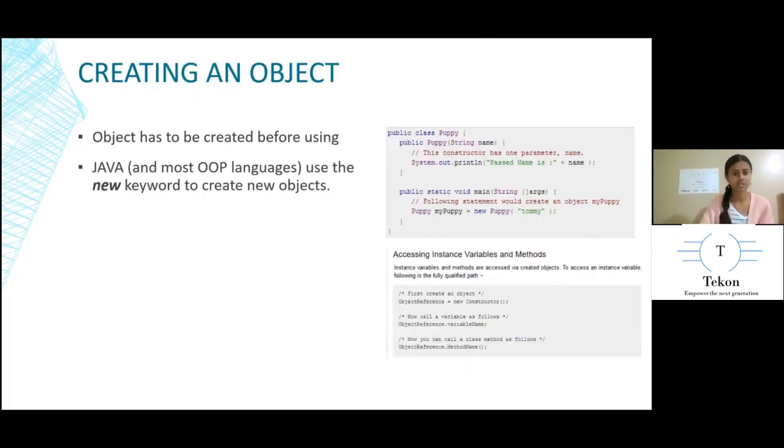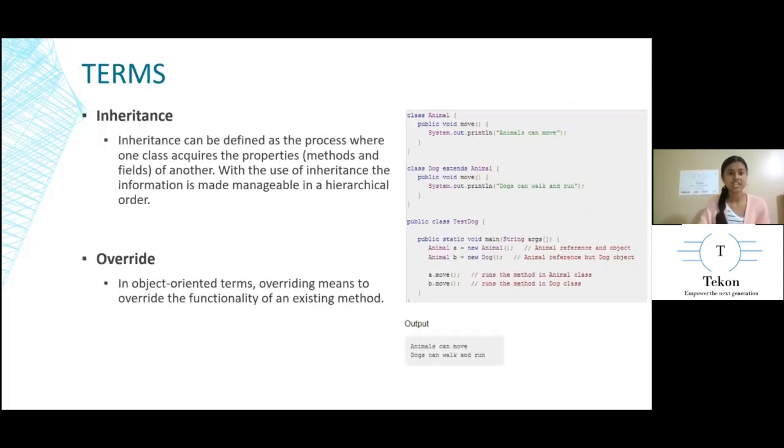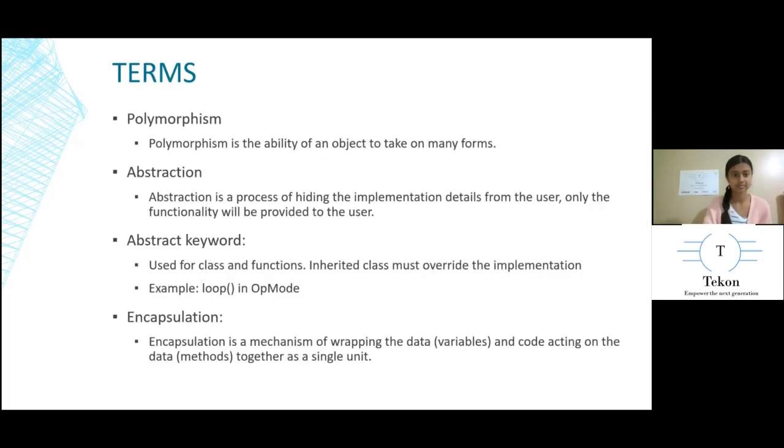So, creating an object. An object has to be created before you can use it. In Java and other object-oriented languages, they use new as the keyword to create new objects. Some terms: inheritance, which is the process where one class acquires the properties of another, and override, where it can override the functionality of an existing method. And there's an example on the screen.